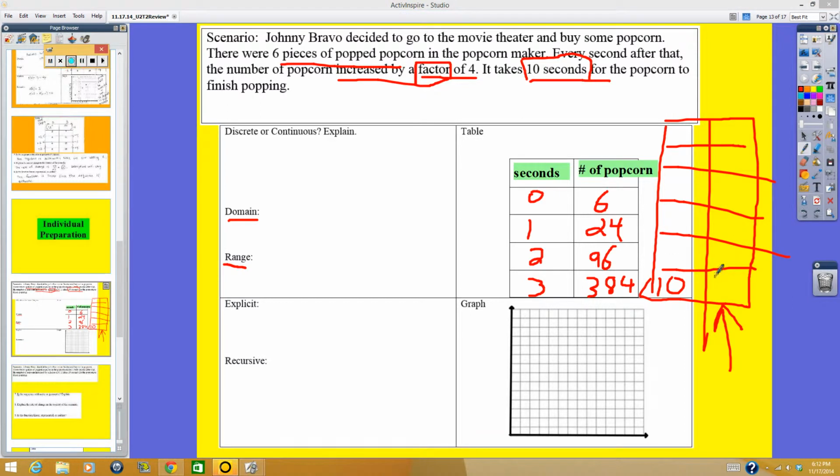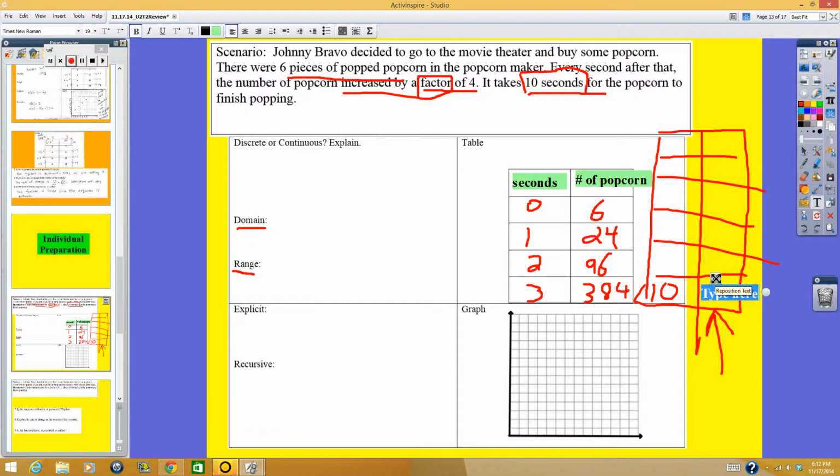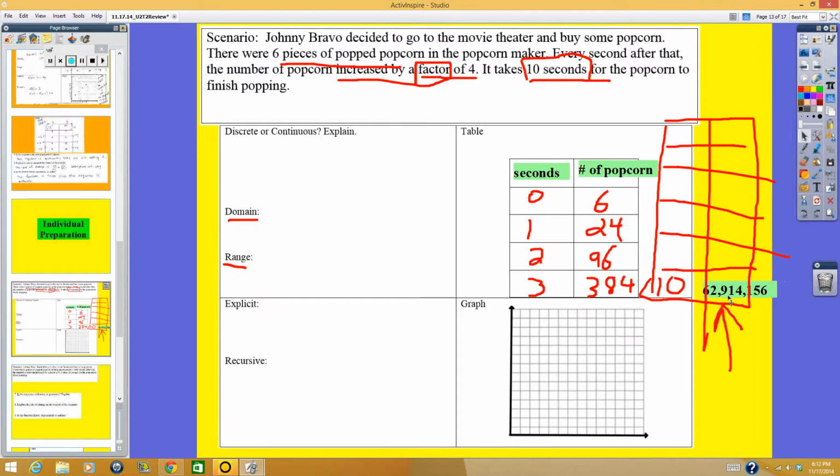The number you should have gotten for 10 seconds, if you kept multiplying out, I'll type it because it's a big number. It's absolutely ridiculous. But anyways, the number you should have gotten for this last value would have been 62,914,156. Once again, I just kept multiplying by 4 in order to get to here. For the sake of the video, I'm not going to do that, but I know you are able to multiply by 4 in a calculator.